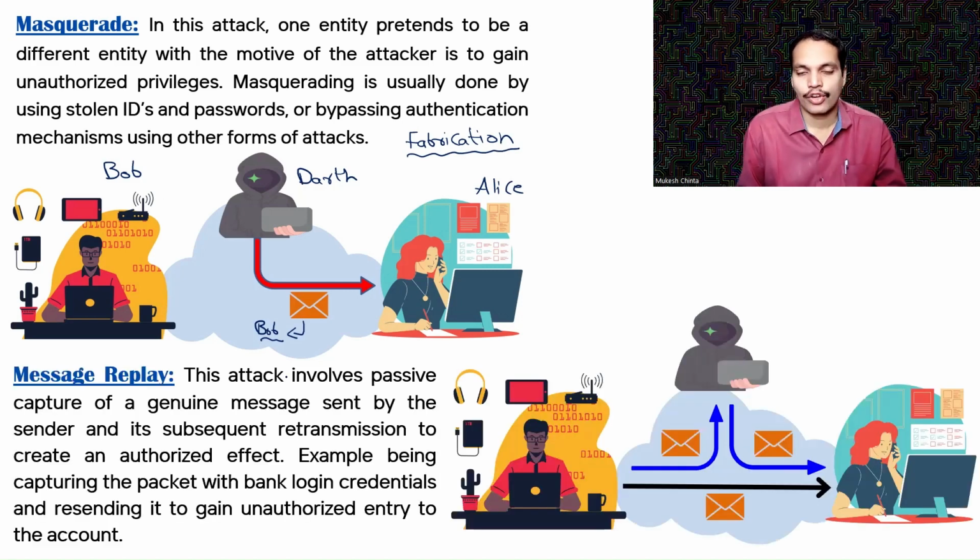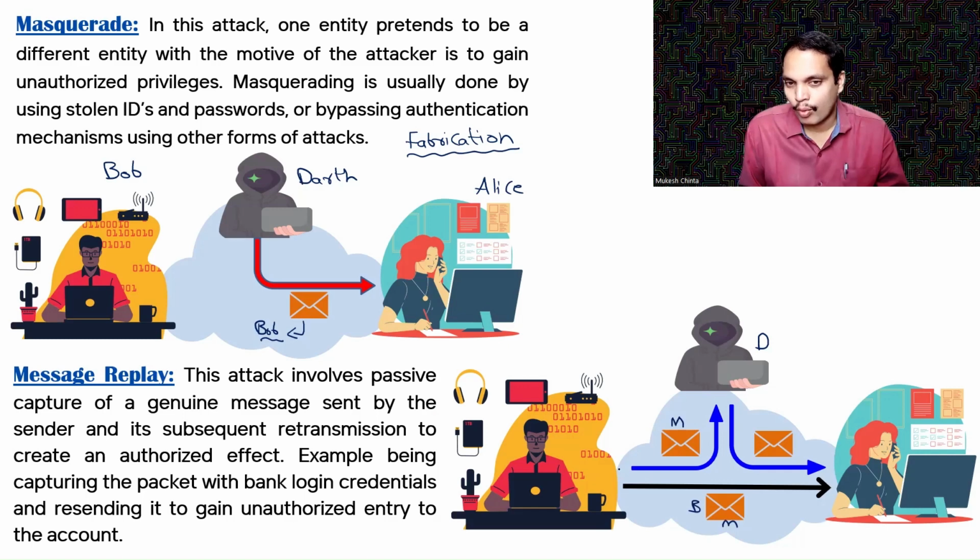The second category of active attack is called message replay, which involves the passive capture of a genuine message sent by the sender and its subsequent retransmission to create an unauthorized effect. Once again, in our example, Bob is sending a particular message to Alice. Let us assume this is my message, and Alice has received it. At the same time, Darth has captured this message M and stored it.